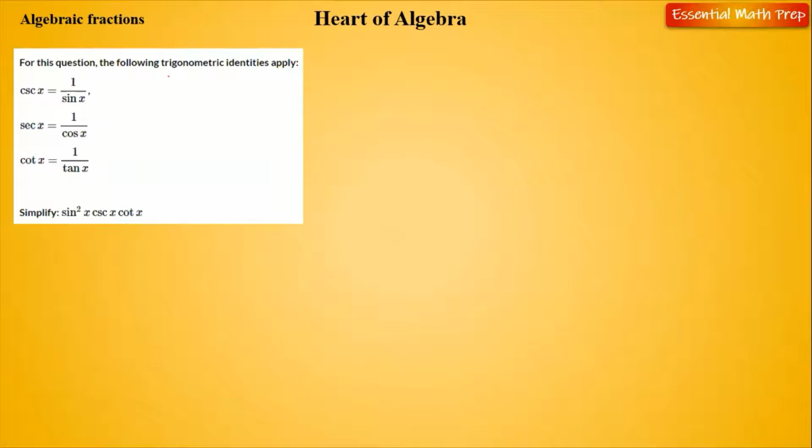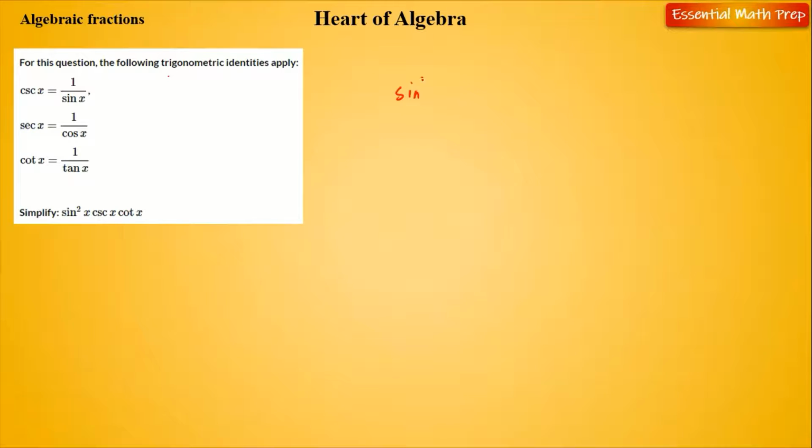So we have cosecant x equals 1 over sine x, secant x equals 1 over cos x, and cot x equals 1 over tan x. Simplify sine x squared times cosecant x times cot x, right? Now, let's go ahead and solve the problem. It's very simple. So let's retain the sine x squared as it is, right?